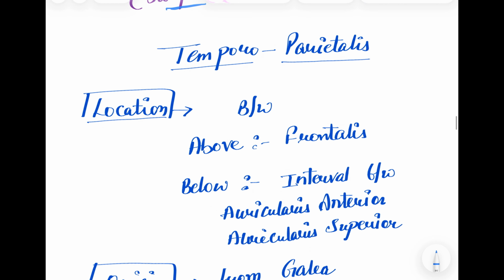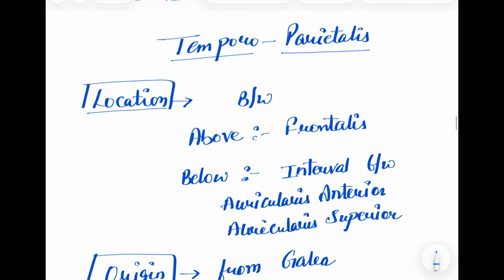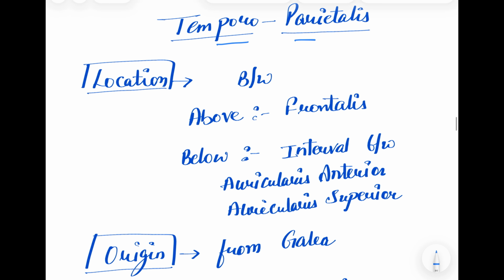Now we will be talking of the second muscle, which is the temporoparietal muscle. So this muscle is located in between. We'll have frontalis in front or above. Okay, so this is my frontalis muscle. Below I have, this is my auricle, I have two muscles over here, which are my auricularis anterior and auricularis superior. So basically it is lying in this area over here. This is my temporoparietalis muscle.